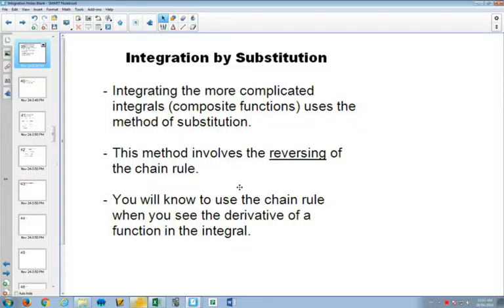So the most complicated derivative thing that we had was probably the chain rule. You could say the product and the quotient rule were about the same. But what we're going to do right now is learn how to work backwards from the chain rule and how to recognize something was originally a chain rule and then work backwards from that. So what we're going to be looking for, while we're integrating, is a derivative inside of the function that we have.